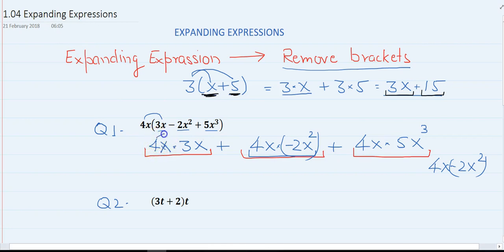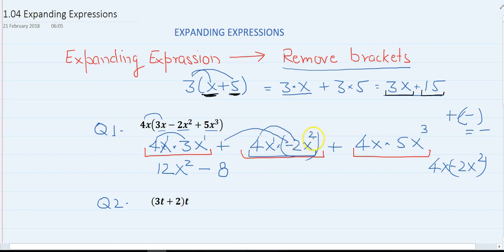We have to multiply numbers by numbers. 4 multiplied 3 is 12. X multiply x, we know that when we multiply the same variables we add the powers. So this is x to the power 1 plus 1, that is 2. Now this is minus and this is plus. So whenever there is a plus sign and inside is a minus sign, plus multiply minus is minus. So it will be minus 4 multiply 2 is 8.